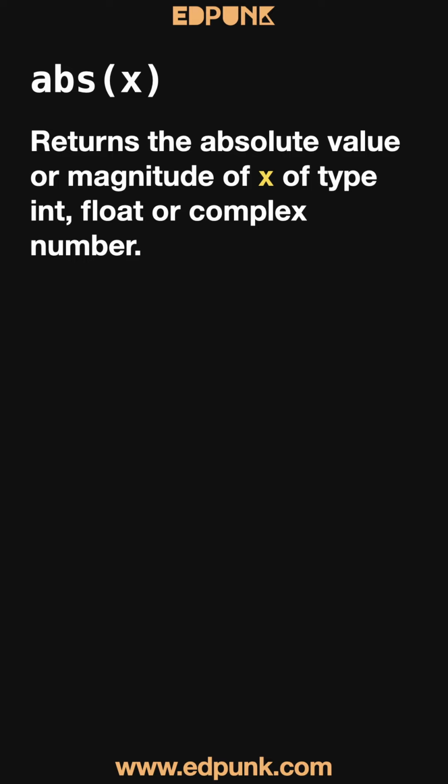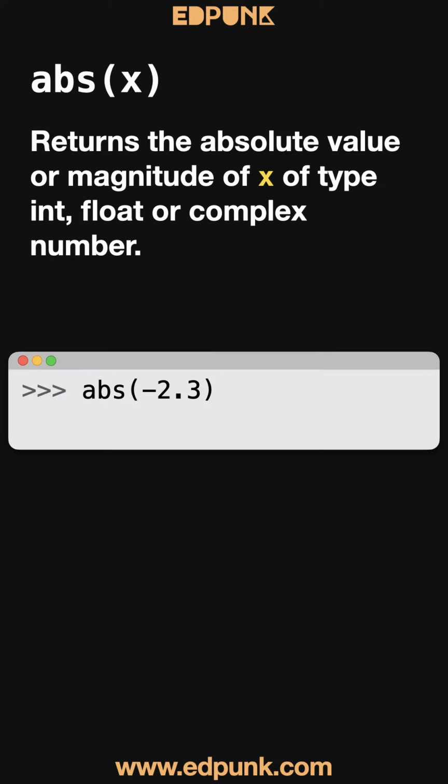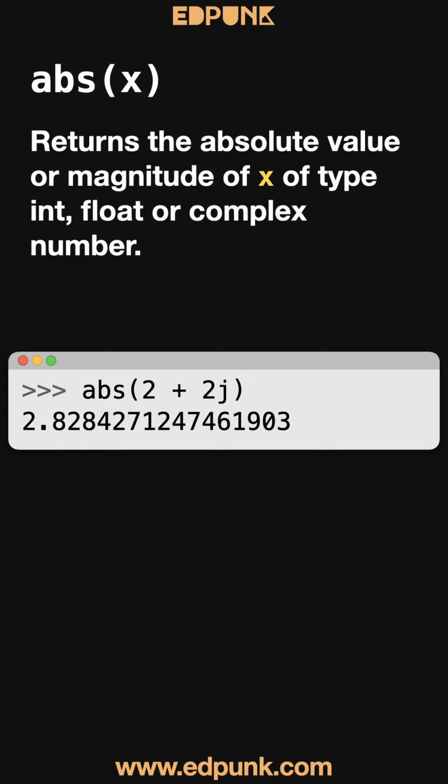The abs function returns the absolute value or magnitude of an integer, floating point, or complex number. Let us check out some examples. Abs of minus 2.3 returns 2.3. Abs of minus 10 returns 10. Abs of complex number 2 plus 2j returns 2.828, which is the magnitude of the complex number calculated as the square root of 2 square plus 2 square, that is square root of 8.